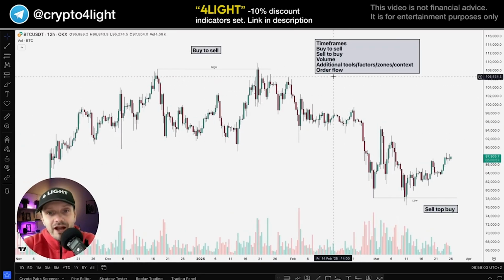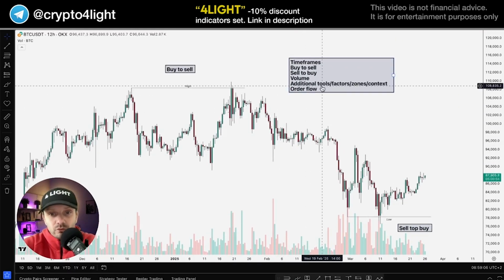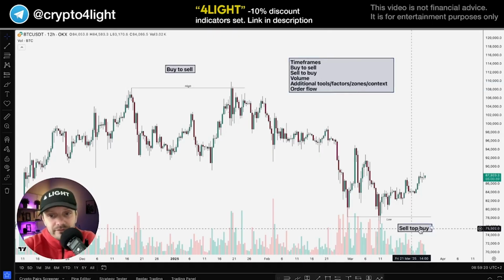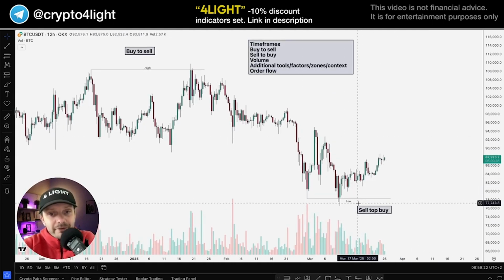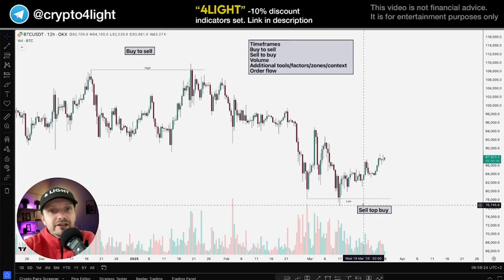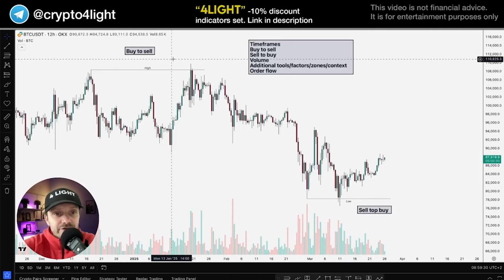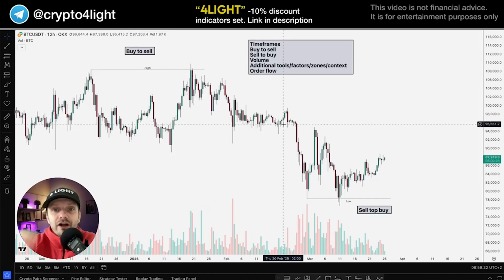In this case, we have to work with additional tools, with some factors: where we are globally on the monthly time frame, on the weekly time frame, where we are on the daily time frame, where the main zones of support or resistance and the main imbalances are, because in this case, we dumped exactly to close a weekly gap. It could be a monthly gap. So where we stop after the buy to sell model depends on context in general.